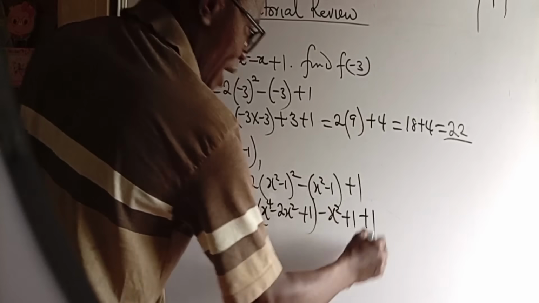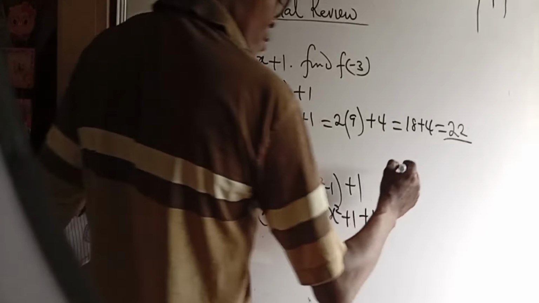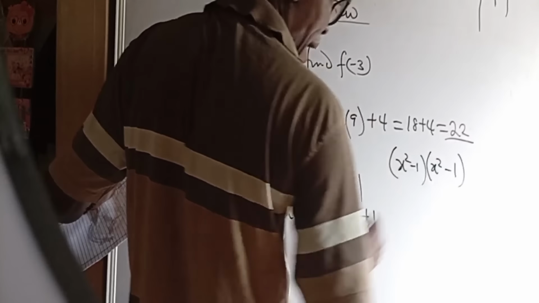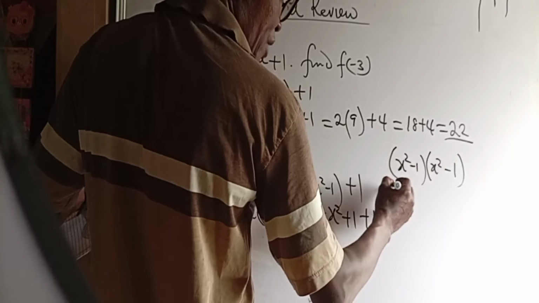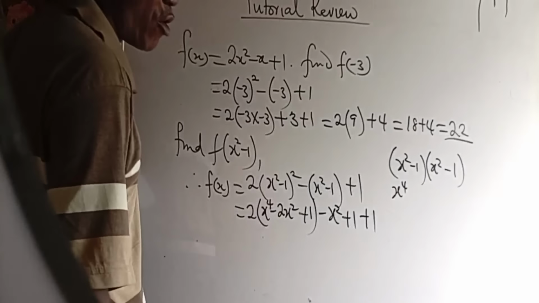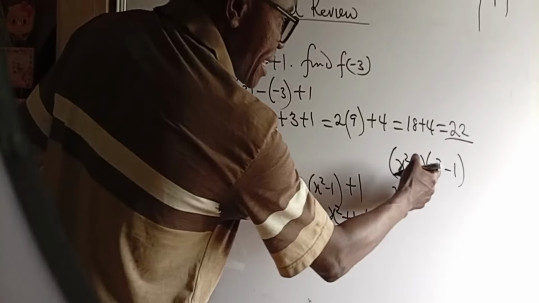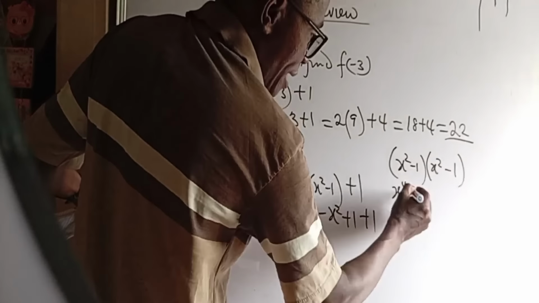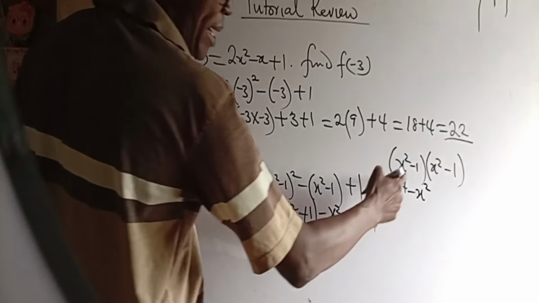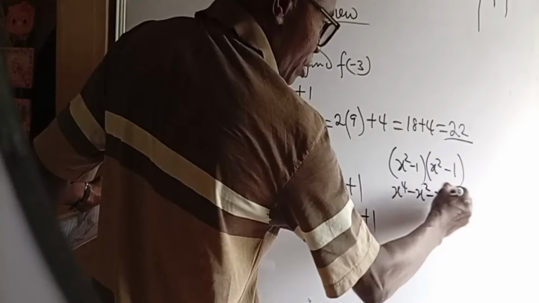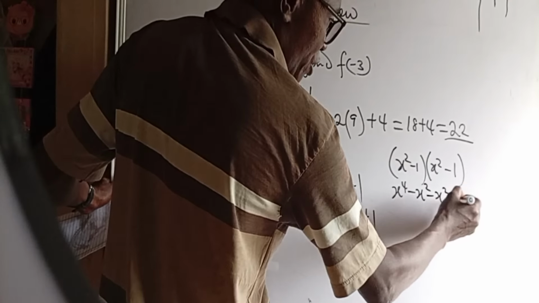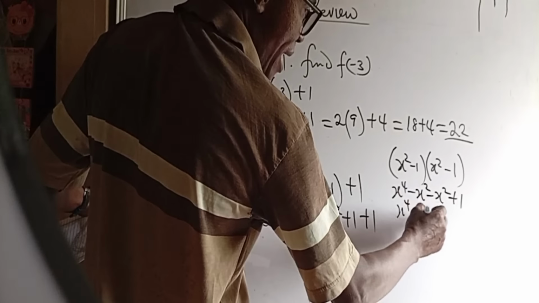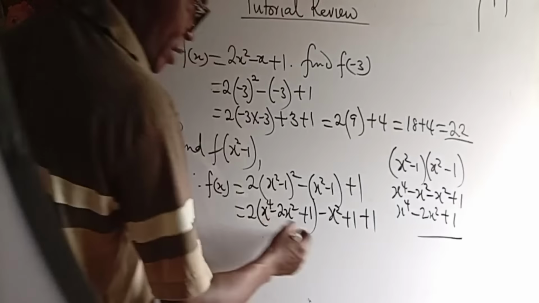Then plus 1. Let's check what I've just done here, whether it is correct or not. x squared minus 1, x squared minus 1. x squared times x squared is x raised to power 4, according to the law of indices. x squared times minus 1 is minus x squared. Minus 1 times x squared, another minus x squared. Minus 1 times minus 1 is plus 1. So that gives us x raised to power 4 minus 2x squared plus 1. So we are correct.